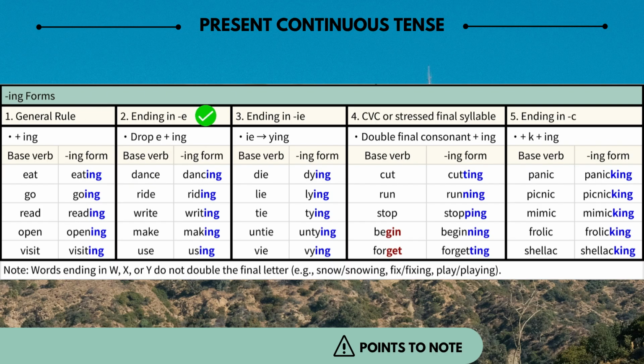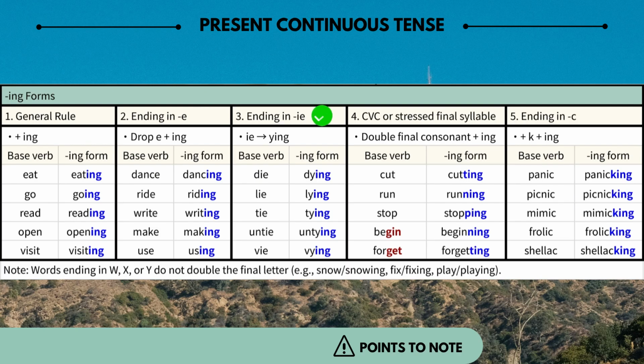Rule 2: verbs ending in e. Many verbs end in a silent e. Before adding ing, drop the final e. Examples: dance, dancing; ride, riding; write, writing; make, making; use, using. Examples in sentences: she is dancing now, he is riding a bike, I am writing an email. Notice that the final e disappears. A simple rule to remember is: drop the e, then add ing.